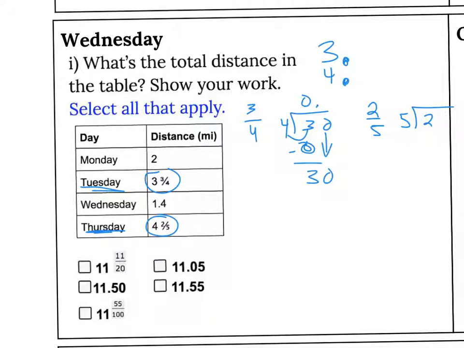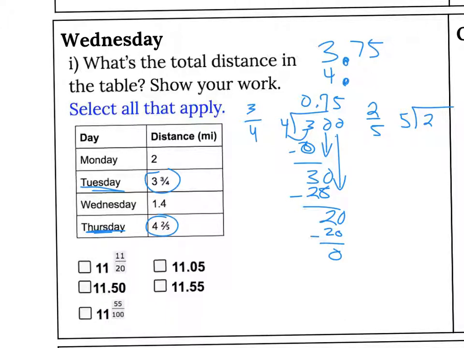Carry your 0, drop it down. 4 fits inside of 37 times. 4 times 7 is 28. Subtract that, you get a remainder of 2. Add your 0, drop it down. 4 fits inside of 25 times. 5 times 4 is 20, and you're going to get 0.75. Most of us already knew that 3/4 is 0.75, but that's how you can convert it into a decimal, okay?